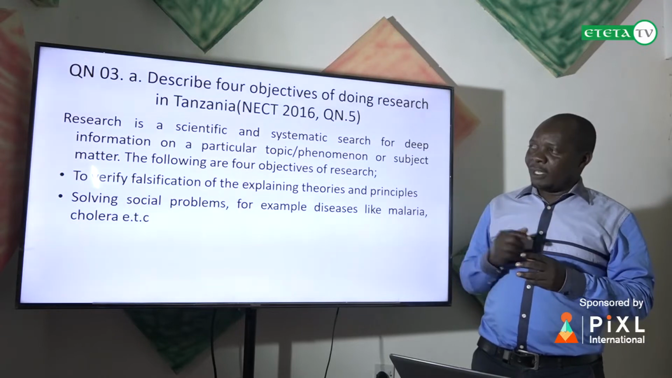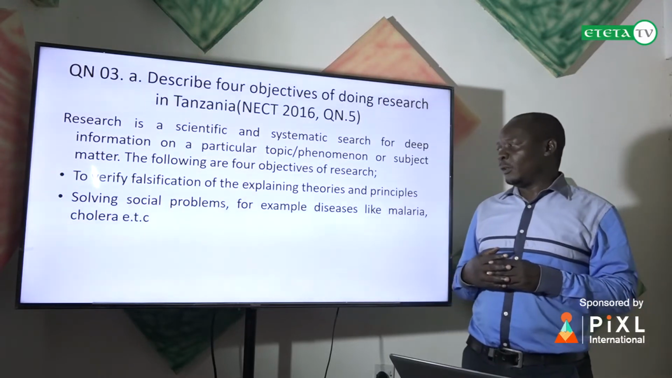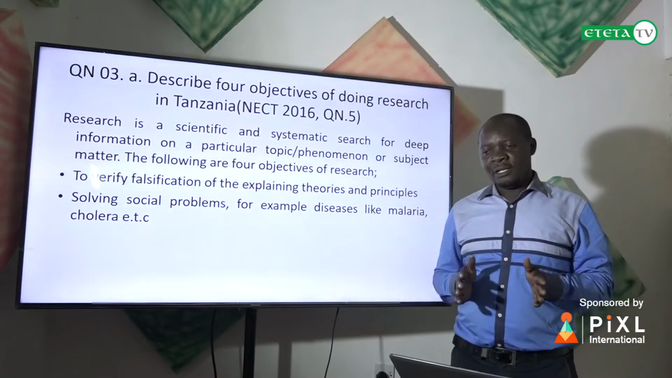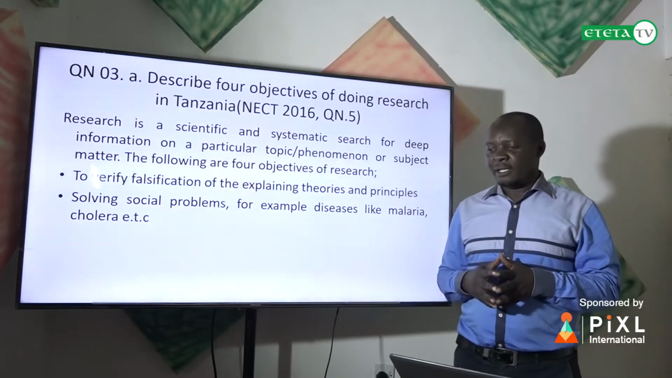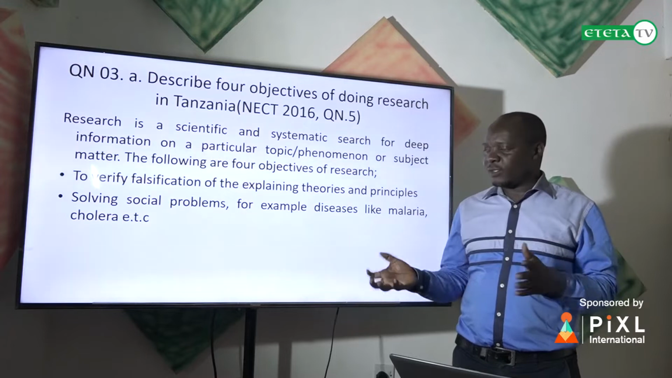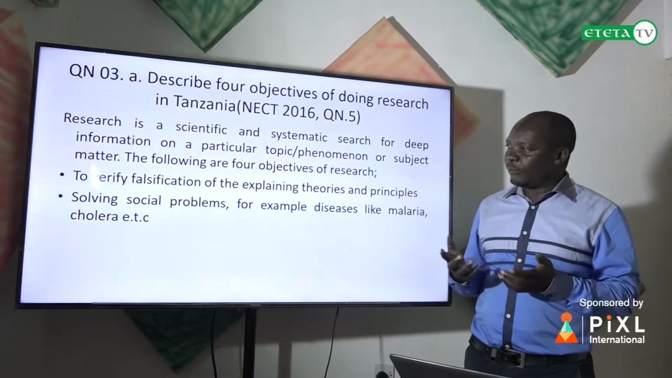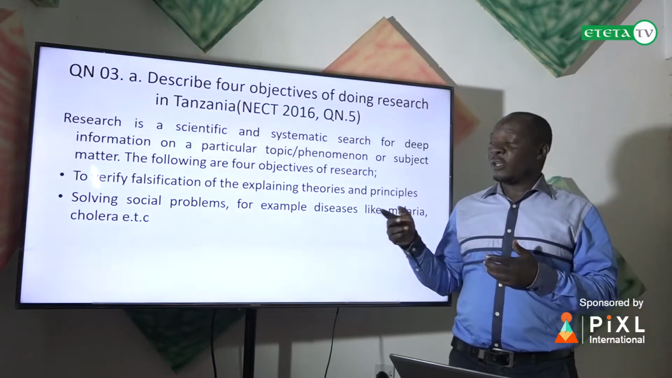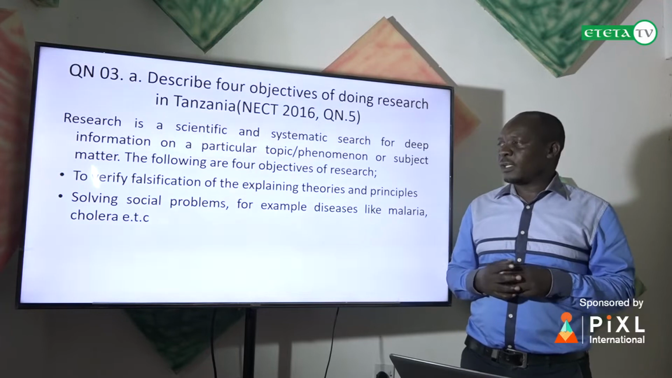So, number 1, to verify falsification of the existing theories and principles. If there are theories and principles that are already being explained, and if they are false in nature, they do not have known information, you can justify by conducting research. You understand the falsification of those particular theories and principles.